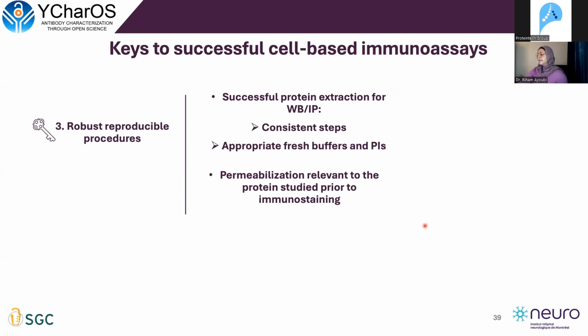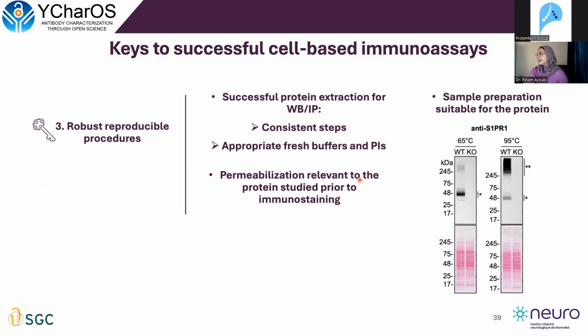The third key to success is following a reproducible, robust procedure. So for Western blot and IP, using appropriate protein extraction buffers and fresh protease and phosphatase inhibitors is crucial. For immunostaining, applying relevant permeabilization, for example, is very important, and for immunohistochemistry, relevant antigen retrieval.